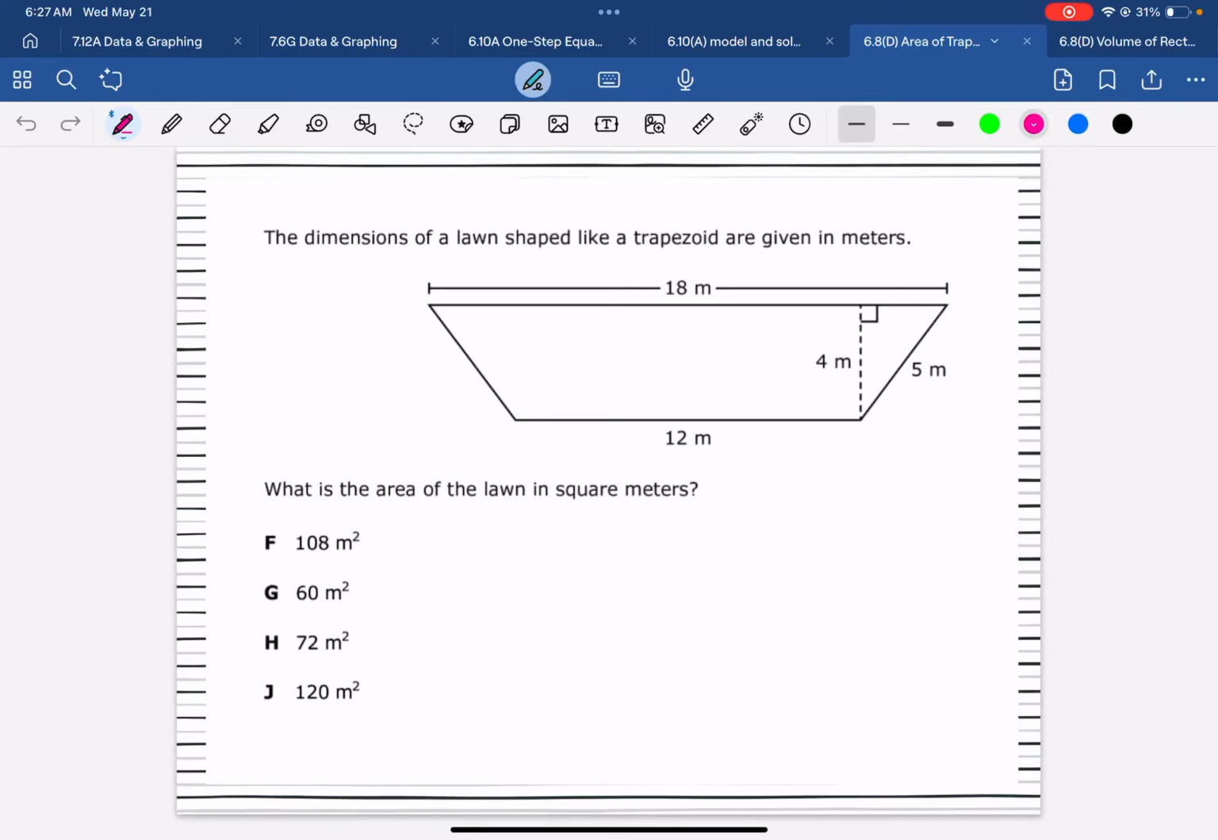Hey, welcome back guys. Today's video we're going to focus on finding the area of a trapezoid. These problems come from an old STAAR test from 6th grade.